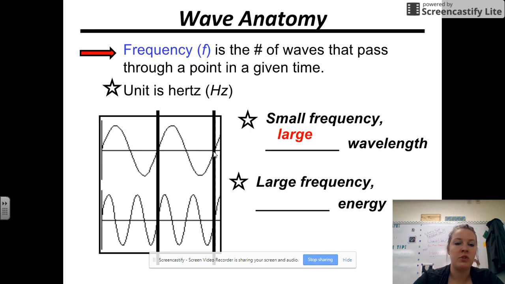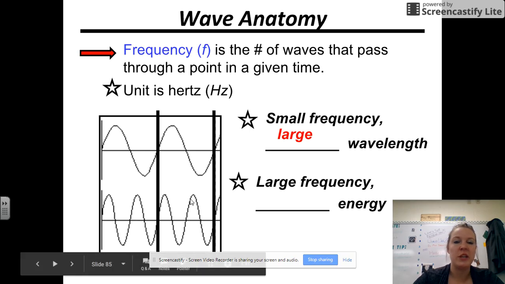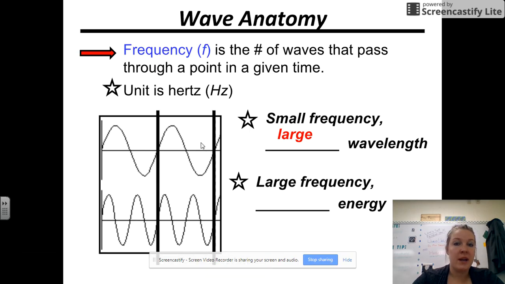We can see this. This is a much larger wave than this. This seems a little squished. So applying our knowledge of a direct proportion, we have a large frequency. That means the other thing is also going to go up. So we also have a large energy. So feel free to pause the video at any time to kind of catch up on notes.